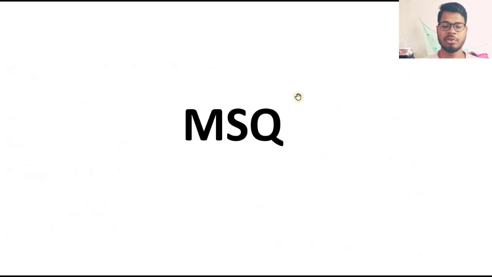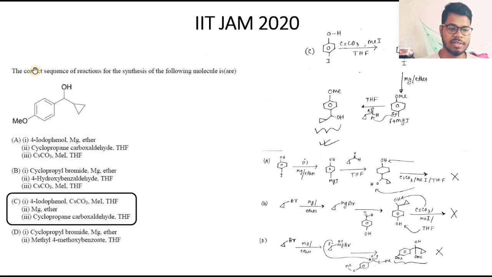Then I'm coming to MSQ type questions. The first question is about this, and I have shown you all this. So see, this will be the correct option. I have shown you the mechanism. A won't give the product, B won't give the product, C won't give the product. So I have shown you all these things. Pause the video and check the mechanism.